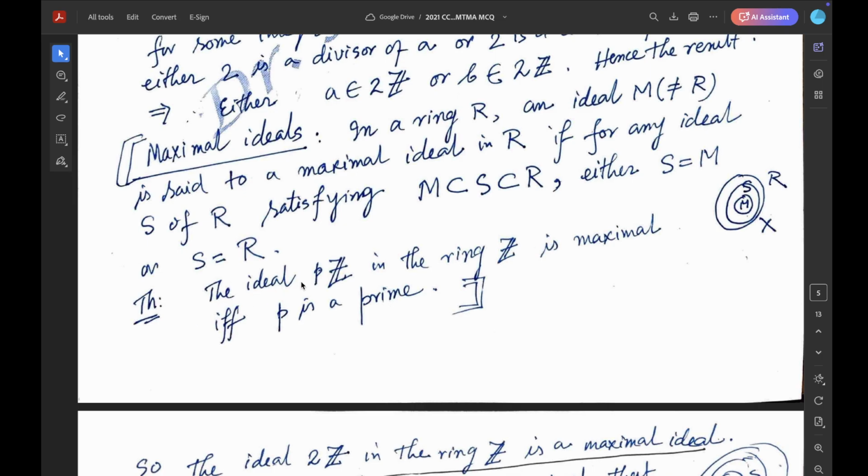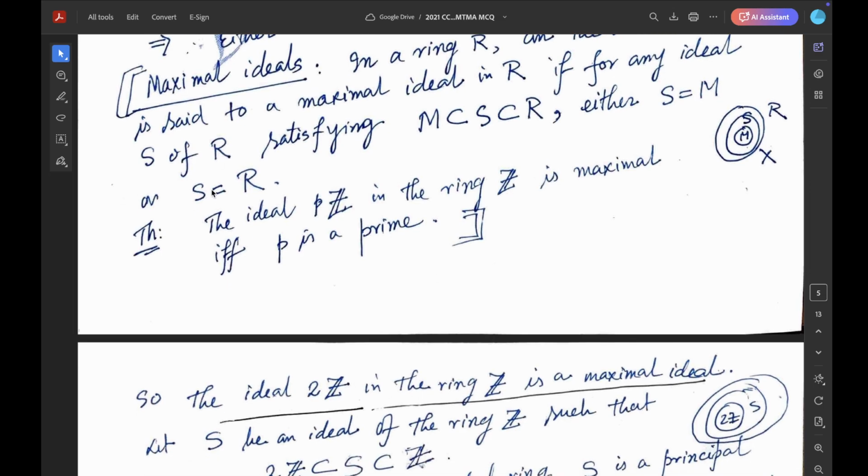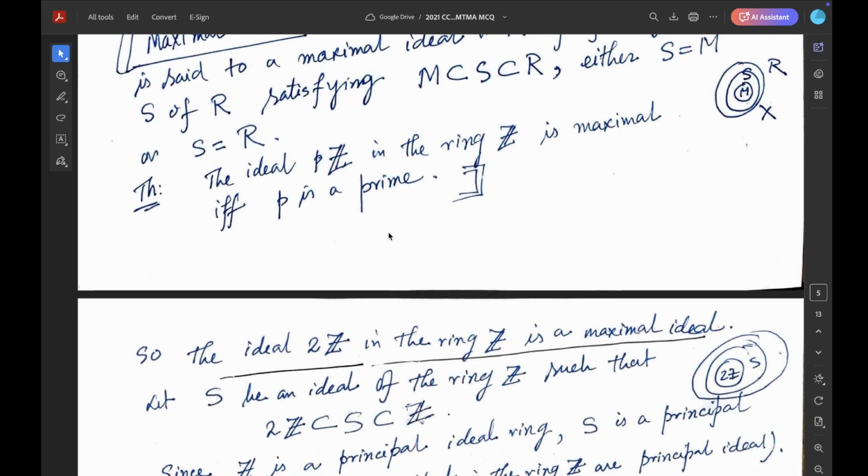Theorem: the ideal PZ in the ring Z is a maximal ideal if and only if P is a prime. So obviously the ideal 2Z in the ring Z is a maximal ideal because 2 is prime here.